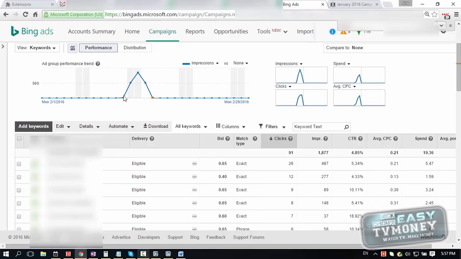So if you look at this, the campaign essentially did not have enough time to run its course. It's only been like 3 or 4 days. So it just was paused way too early, right? So that's mistake number two. The campaign was paused too early, before it ran its course.